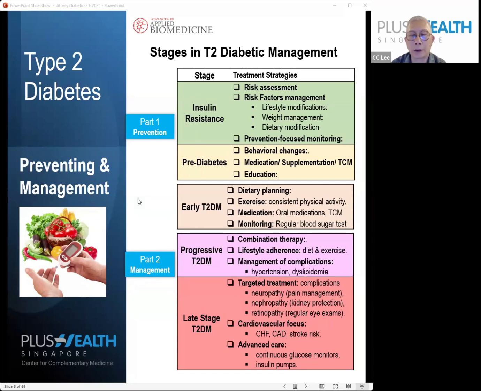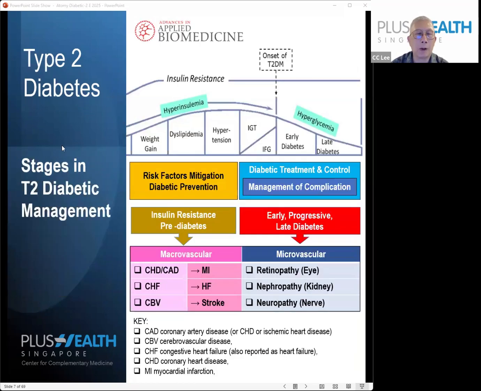Then what are the complications? What are the comorbidities that diabetic patients often have? And what are the complications they will face? We will focus on how to manage the progression of the diabetic condition, as well as how to prevent and manage the complications of diabetic patients. Okay, now let's look at the stages in diabetes management. So here, it's just a repeat of what I've just said.